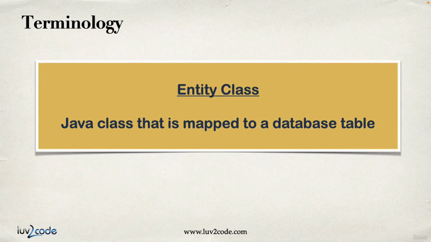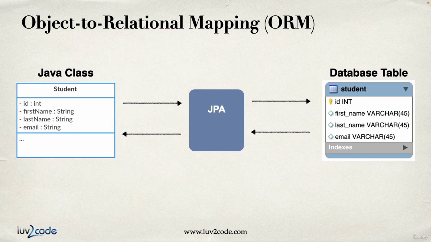For terminology, we have this term called entity class, and that's a Java class that is mapped to a database table. Here we'll make use of object-to-relational mapping, again, mapping a Java class to a database table. We'll have this Java class called Student that has 4 fields: ID, first name, last name, and email. We'll make use of JPA and map it to a given database table called student that has 4 columns: ID, first_name, last_name, and email. And notice the first underscore name and the last underscore name.